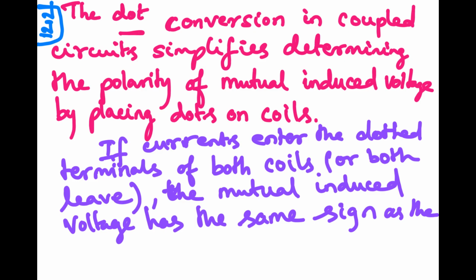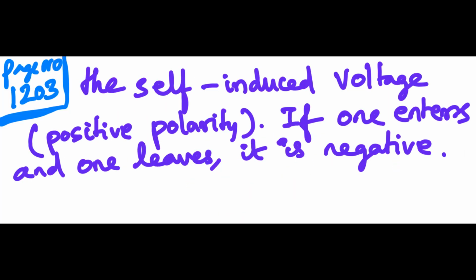The dot convention in a coupled circuit simplifies determining the polarity of mutual induced voltage by placing dots on coils. If currents enter the dotted terminals of both coils or both leave, the mutual induced voltage has the same sign, the self-induced voltage polarity is positive. If one enters and one leaves, it is negative.